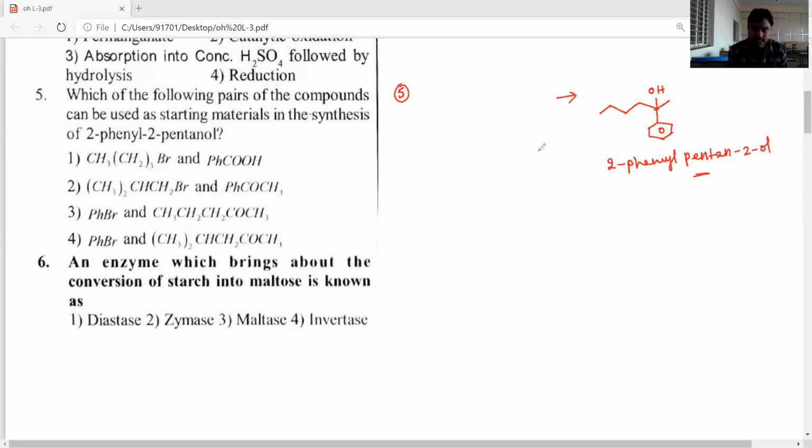How can we synthesize this compound? Let's see. Bromobenzene is treated with magnesium metal in the presence of dry ether and forms C6H5MgBr, phenyl magnesium bromide.